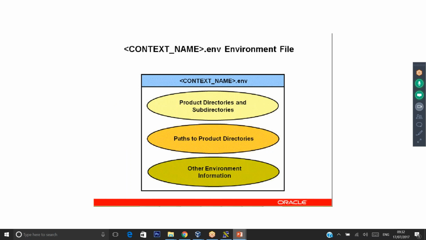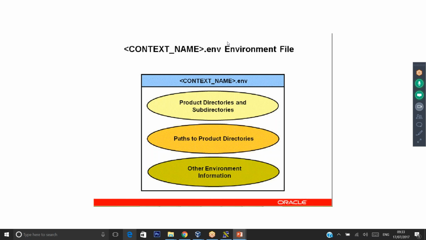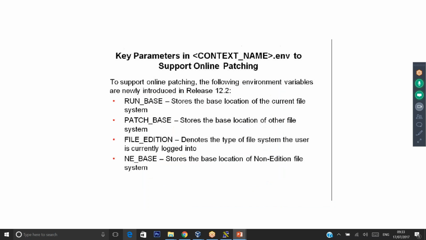Then there is the context name.env, with product directories and subdirectories, the paths of product directories, and other environment information. It's talking about the Appltop context name environment. That Appltop environment file contains the list of all products, their paths and base paths, the related variables, and the other environment settings related to that particular application. That information you would see there.